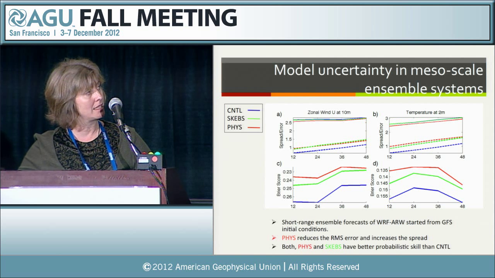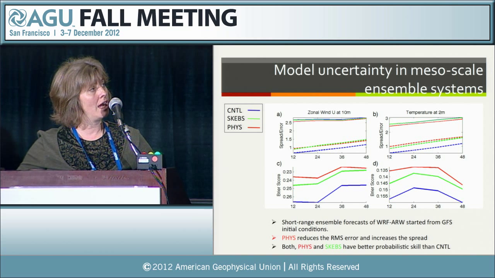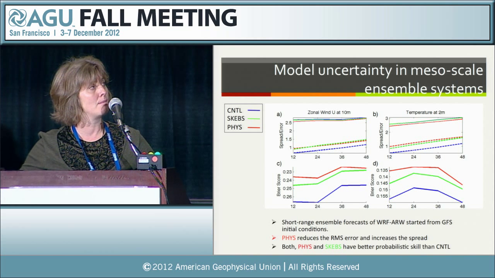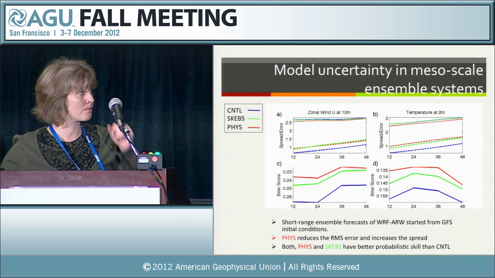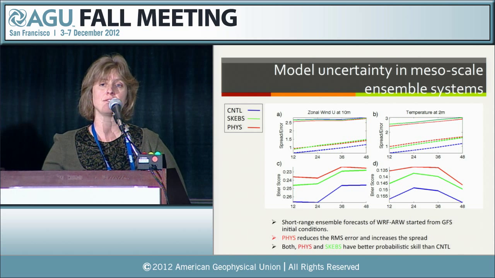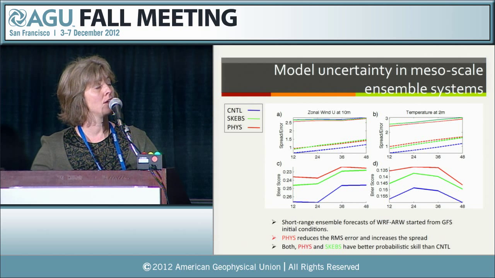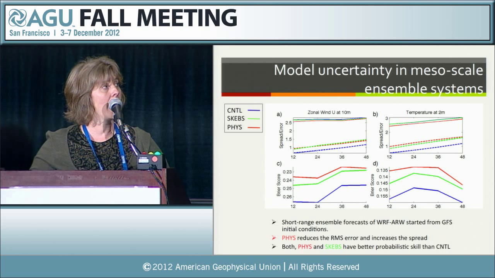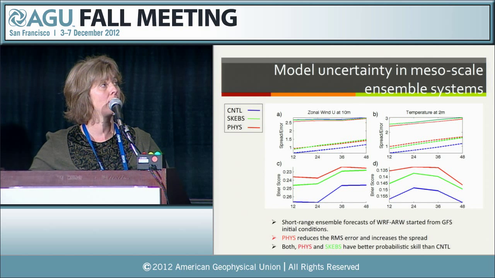And then we have a multi-physics scheme, which is shown here in red. And those are just forecasts. This is forecast lead time. This is spread and error for the zonal wind U at 10 meters and temperature at 2 meters. And we can see that if we have a model error representation, so this is the green and the red line, then we have more spread over the control ensemble system and less error.